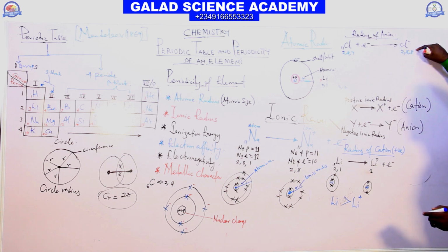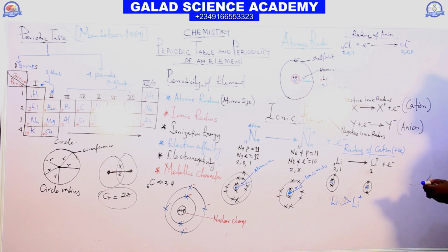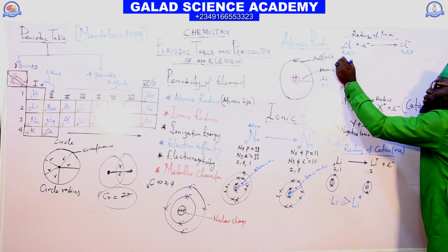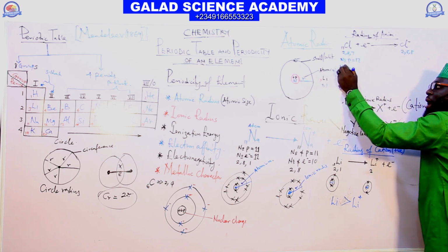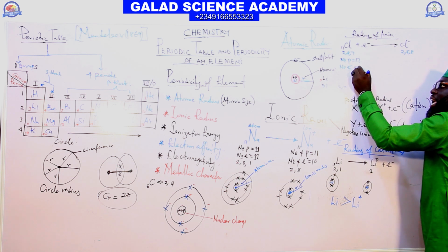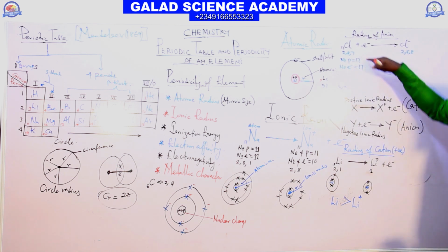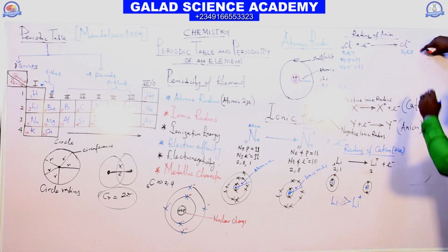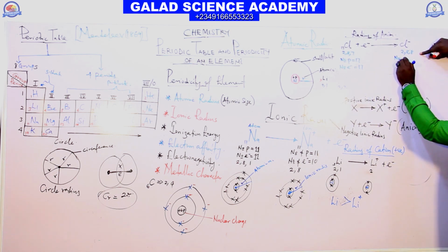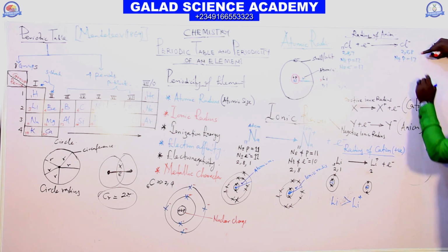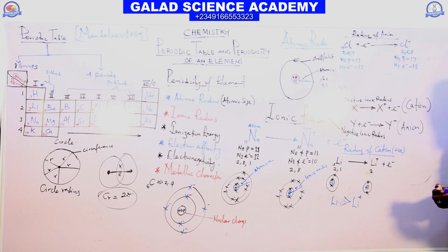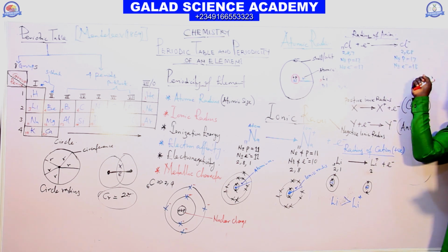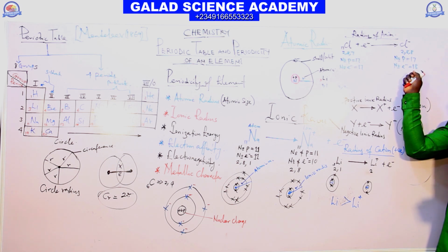So the number of electrons here is increased by 1. If you look at the number of protons here, it is 17. The number of electrons here is also 17. So the nucleus and the electrons are equal. But here, the number of protons is 17, the atomic number. The number of electrons here will be 18. The nuclear charge here is less than the number of electrons.